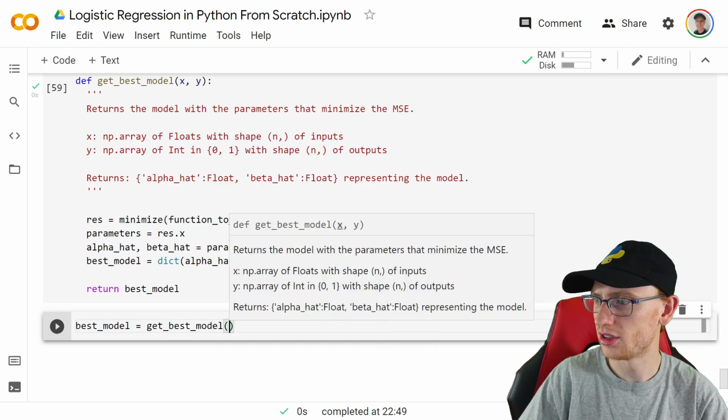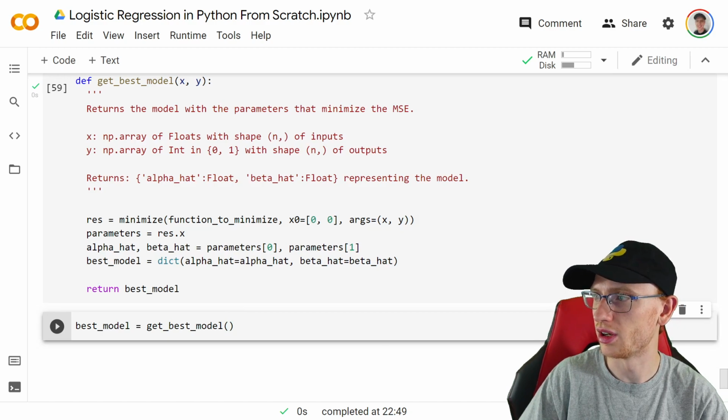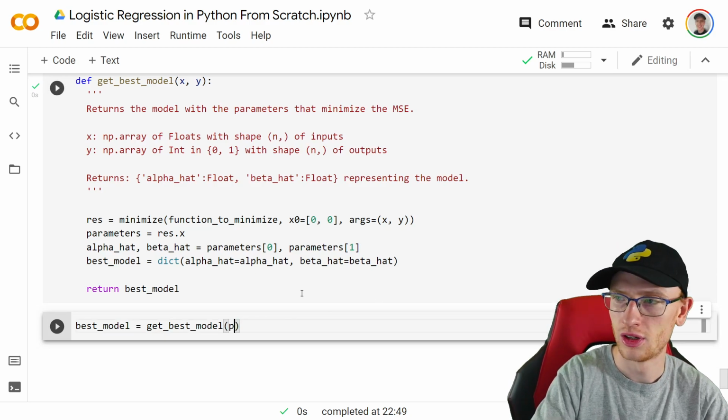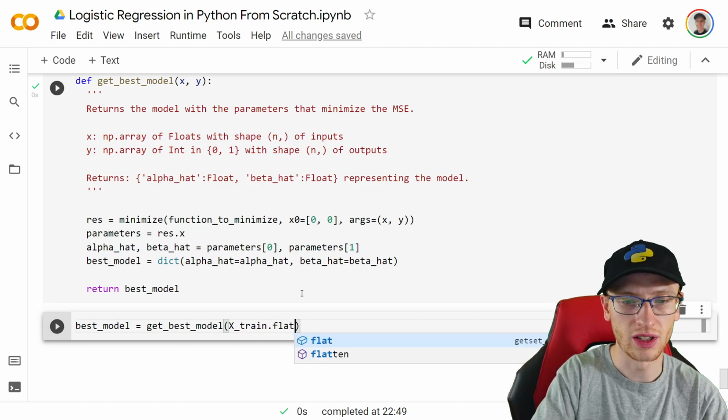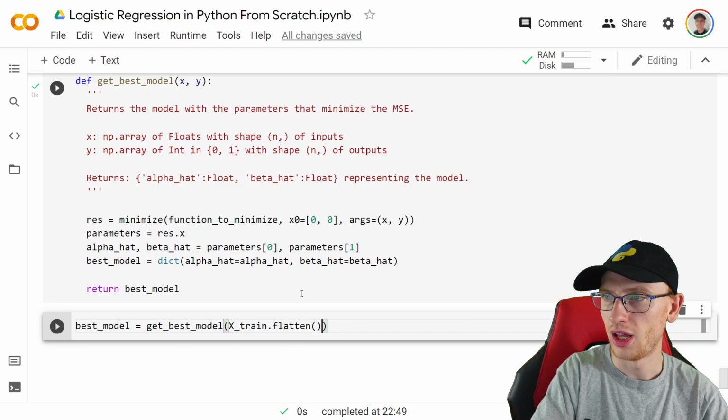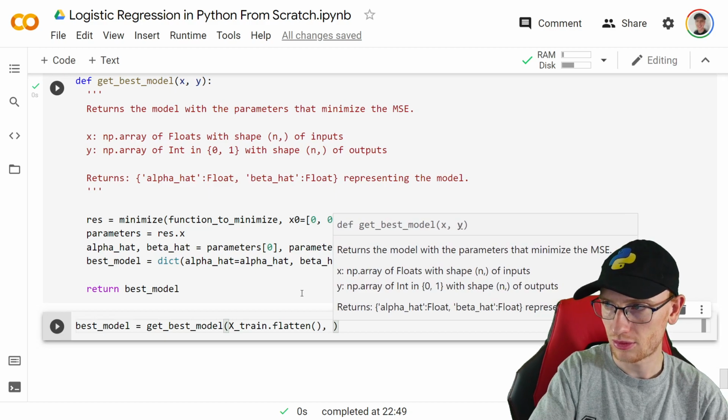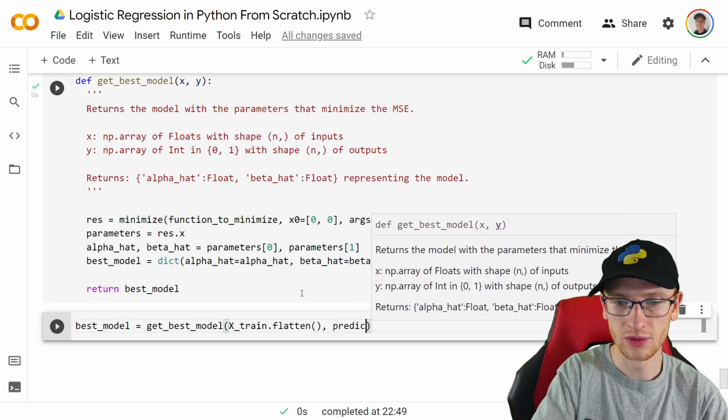Get best model on, we'll pass in predictions df. Actually, no, that's not quite necessary. We can do xtrain dot flatten. That's our input. And we can do predictions df prediction.